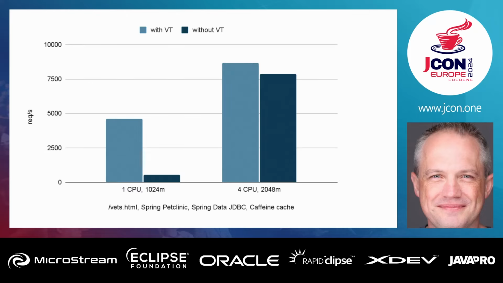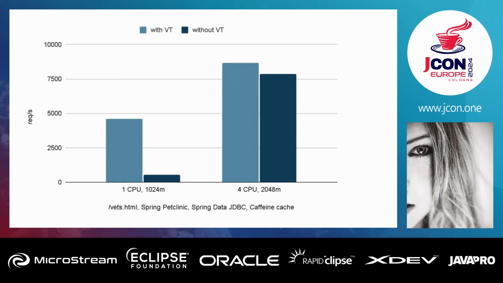And we also ran some tests. So here, you can see requests per second with virtual threads and without virtual threads for the Spring Pet Clinic application, which is using Spring Data JDBC and the Caffeine cache. We just searched for all the vets in this test. And as you can see, the more requests per second, the better. And obviously, if you give more CPU and memory, you will have even better throughput. But yeah, just so you know.